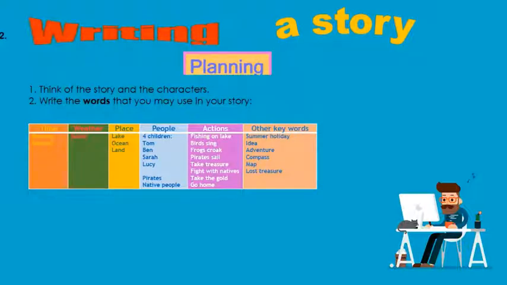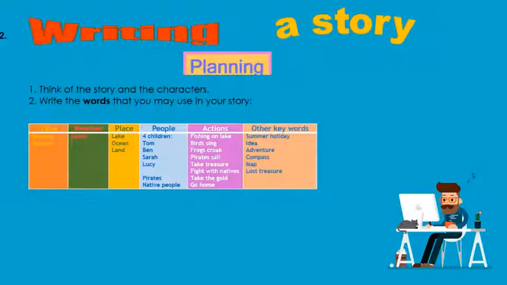Okay, before writing a story, you have to plan it. So, as we said before, you have to think of the story and the characters. Then, write words that you may use in the story. So, which are the words that you need mostly for your story? The time, the weather, the place, the people, because without the people you cannot make the story, the action, or other key words.